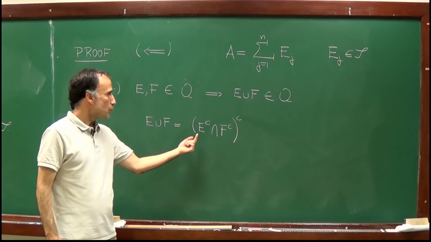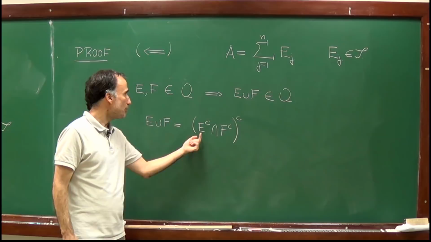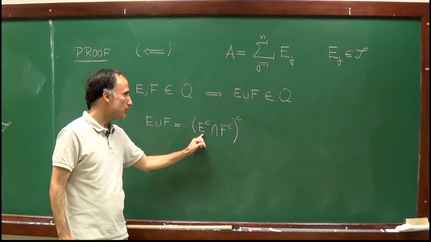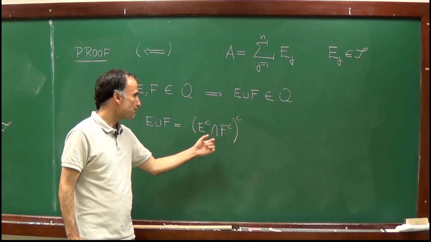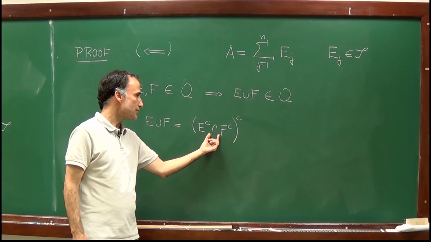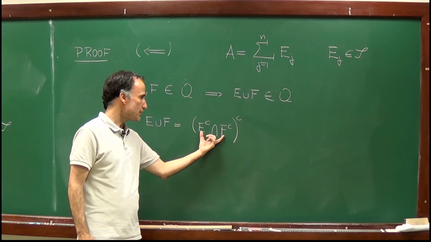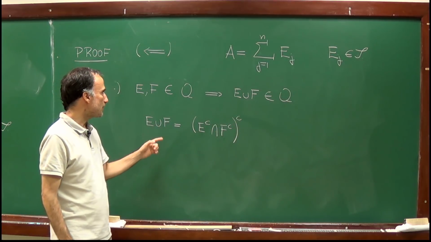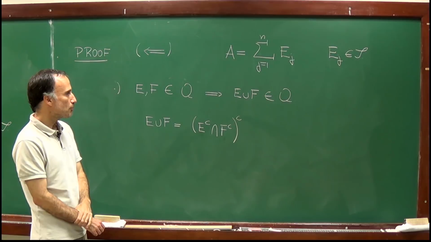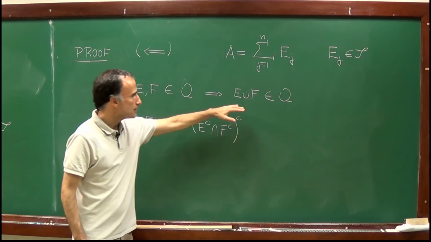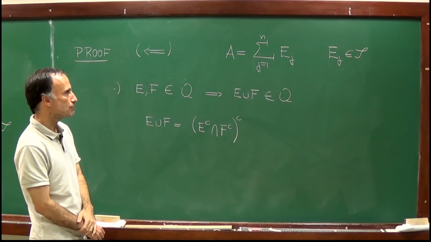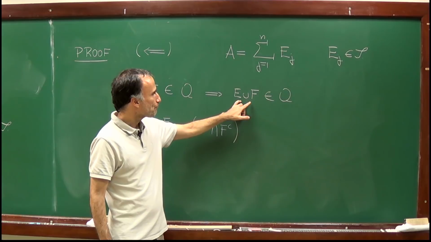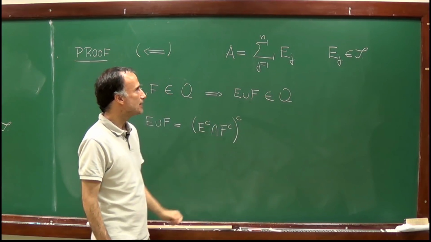If A is an algebra, we have seen that it's closed under complement. So since E belongs to A and F belongs to A, E complement and F complement belong to A. It's an algebra, so it's closed under intersection. So this intersection is also an element of A, and A is closed under the complement. So it follows from this identity and the properties of the algebra A that A is closed under finite unions. You can repeat this argument to prove that, in fact, A is closed under finite unions.